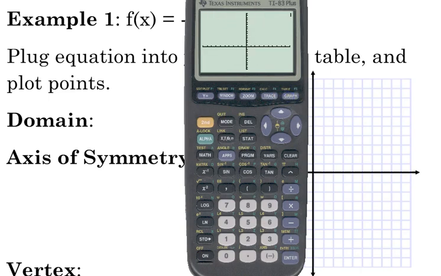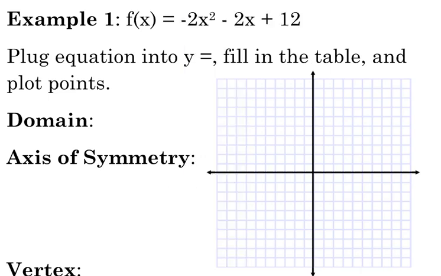We're good to go. All right, who can tell me the domain of a quadratic? Domain of a quadratic. It's all real numbers. It's always all real numbers. The domain of all quadratic functions, it's automatic, it's all real numbers.